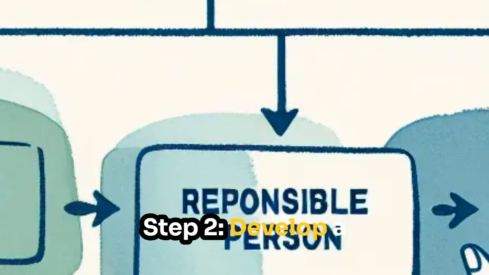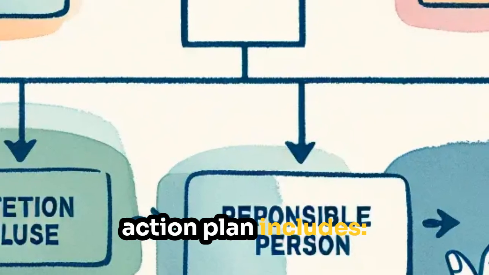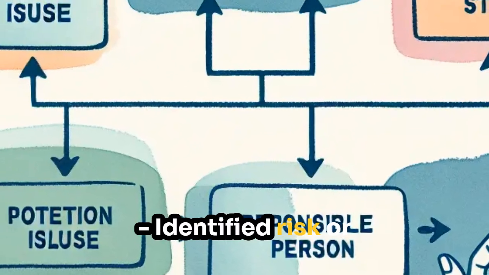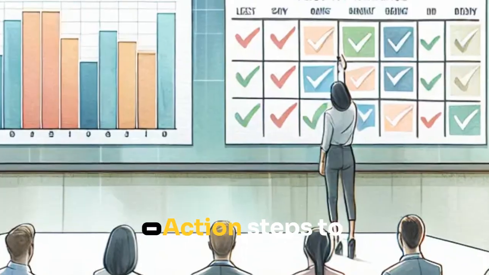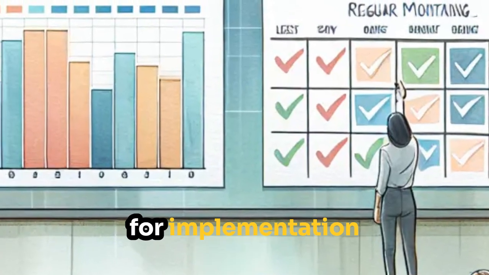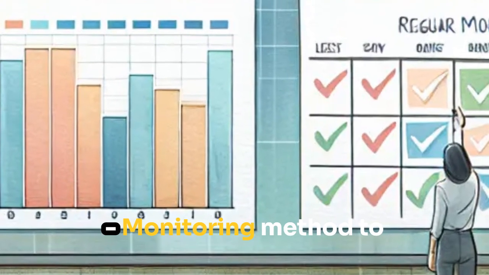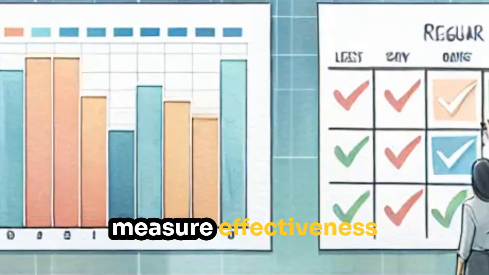Step 2. Develop a preventive action plan. A strong preventive action plan includes the identified risk or potential issue, action steps to eliminate the risk, the person responsible for implementation, a timeline for execution, and a monitoring method to measure effectiveness.